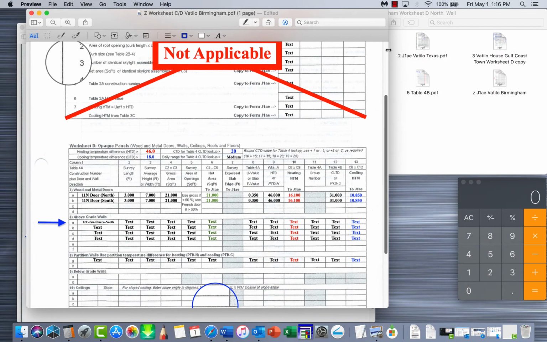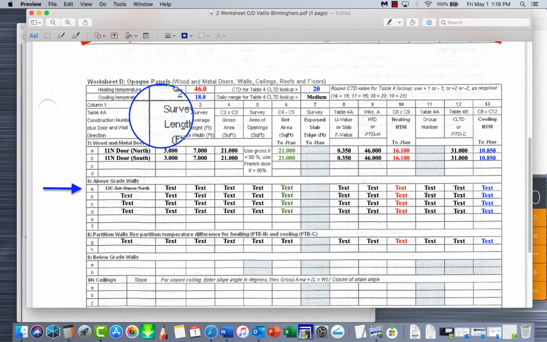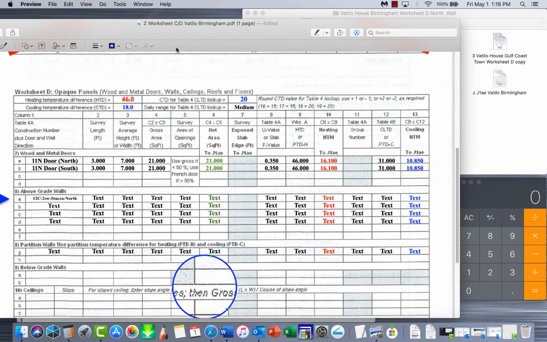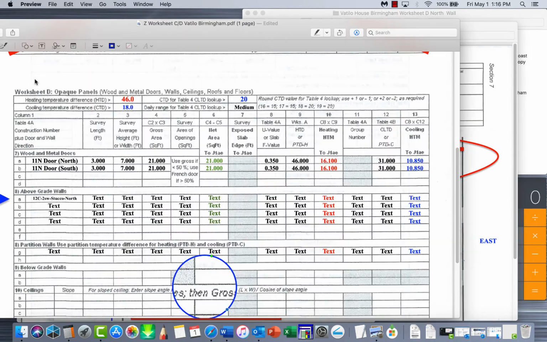Let's get this over here where we can see a little bit better. It's our next column. We're going to go to the survey. What is our total length? Okay, so we go to our survey and our length is 22 feet. 22.000.